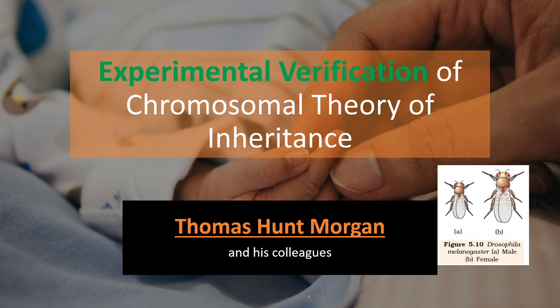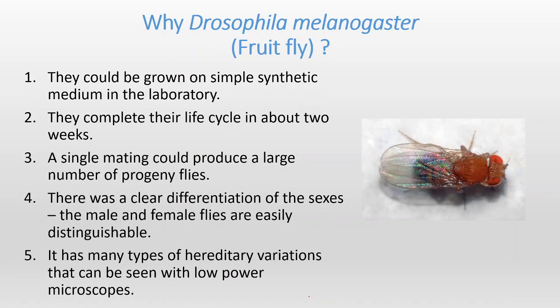The experimental verification for this chromosomal theory of inheritance came from the work of Thomas Hunt Morgan and his colleagues. He worked on the fruit fly, that is Drosophila melanogaster. Now the question is, why did he choose the Drosophila melanogaster or the fruit fly? Similarly, Mendel chose the pea plant. There were certain reasons for that. Here also there are a few reasons, and they are listed here.